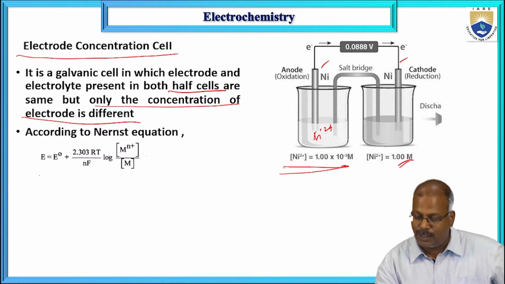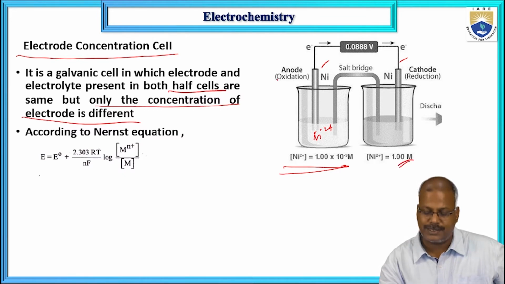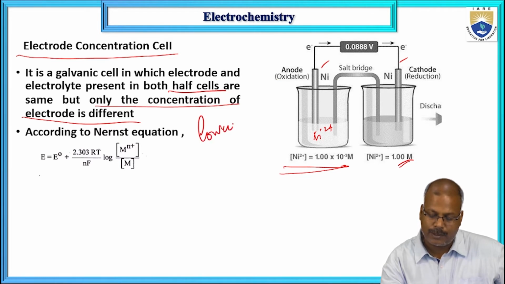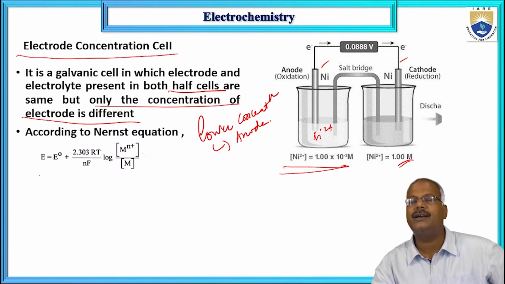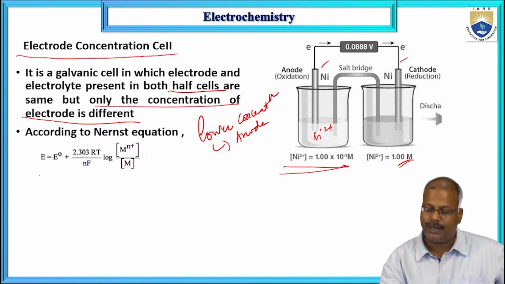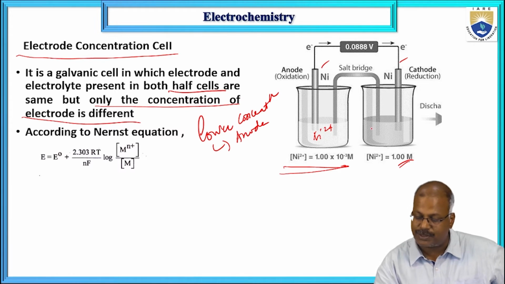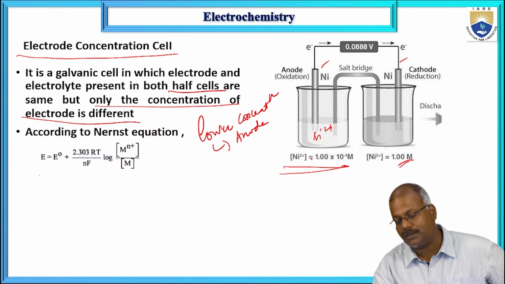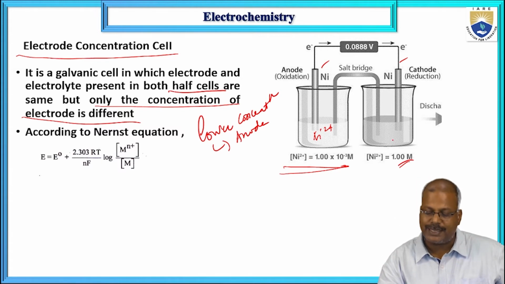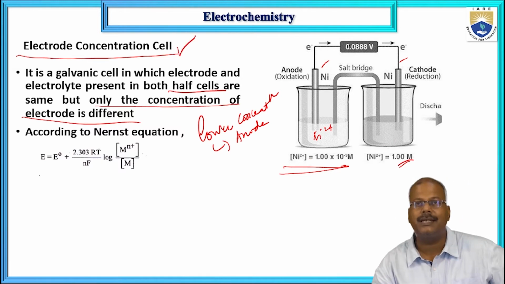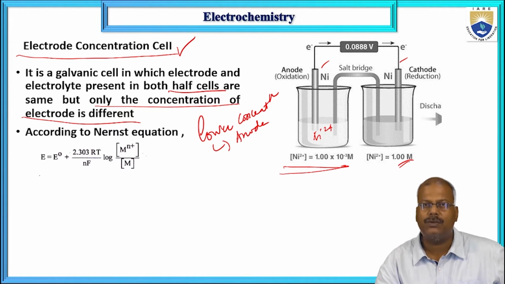So here the lower concentration normally acts as an anode, and the higher concentration side normally acts as a cathode. The electrodes are the same, and even the Ni2 plus ion salt solution is the same. Only the concentration varies, one lower and another higher. So this is an example of an electrode concentration cell, where the anode and cathode formation is due to the concentration difference.